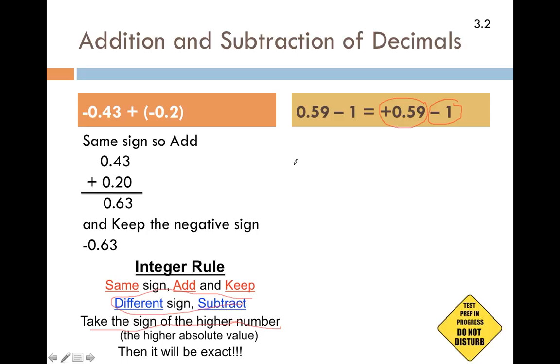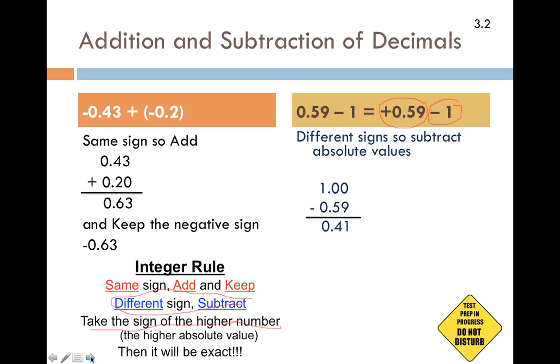Okay, so let's look at it played out. We put it as $1, and we've got 59 cent. Now we're subtracting because the signs are different. Okay, we make sure our decimals are lined up, and then that gave us 41 cent. But the rule says that we take the sign of the higher absolute value. The negative 1 is higher than the positive 59 in terms of absolute value.